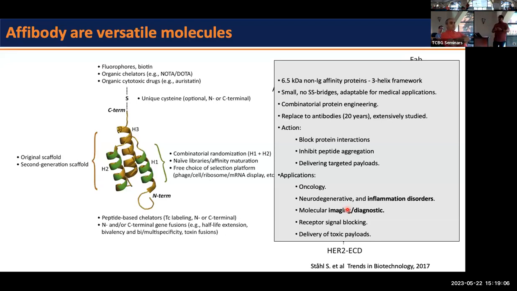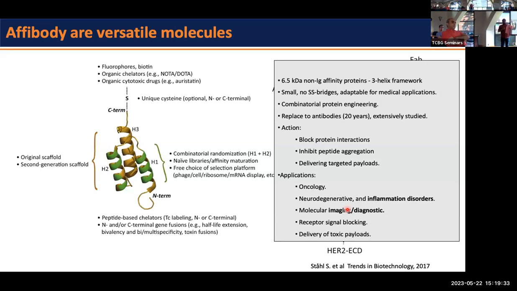And the promise at the time is that affibodies may one day replace antibodies and be more specific, easier to produce, and more effective, so easier to produce at scale and have many applications. So it's a small class of molecules. So affibodies, nanobodies, and this one, affibodies are the ones with three helixes.